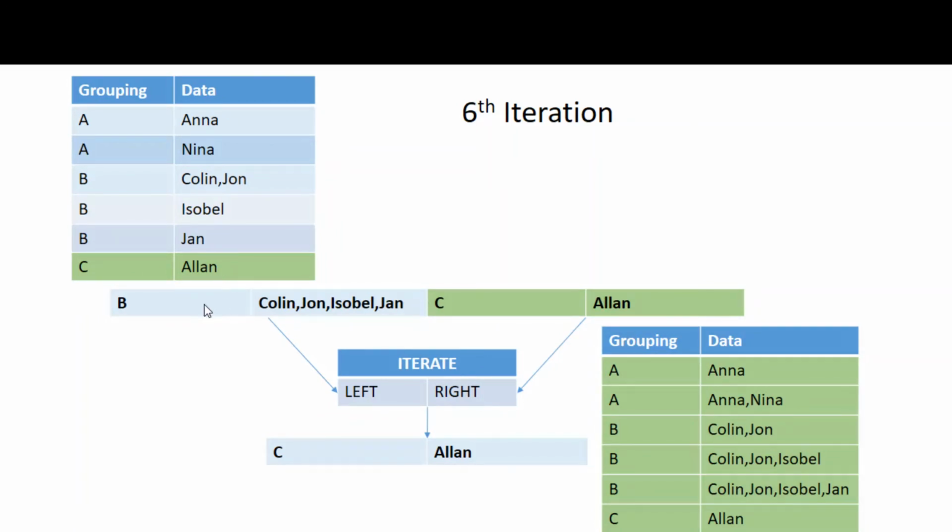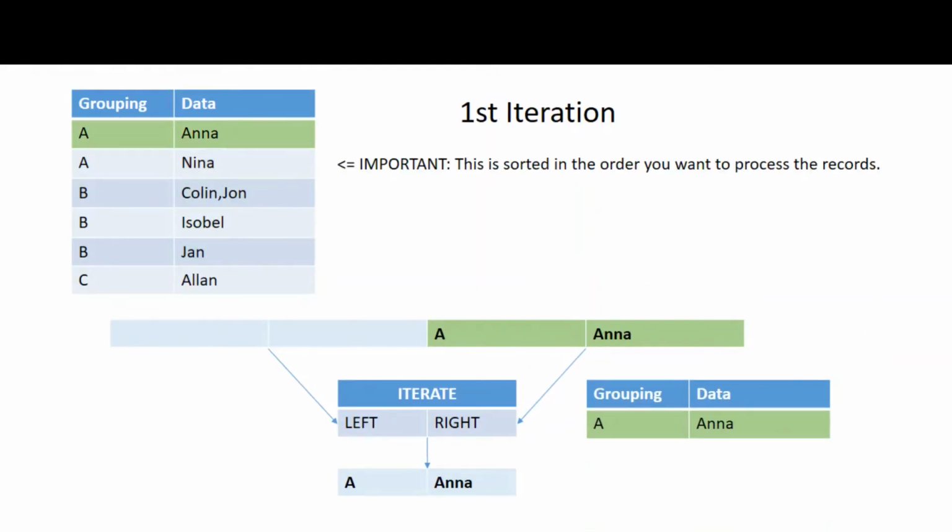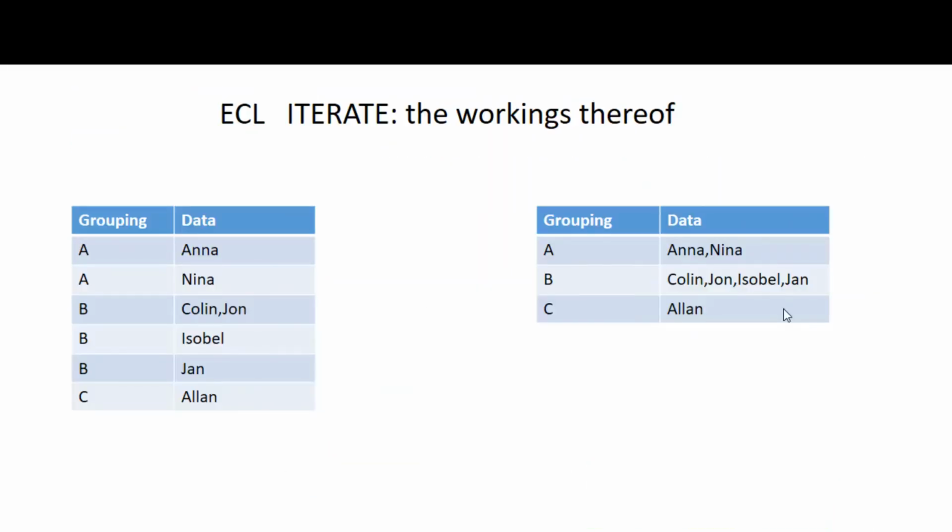Here the groupings are different, so Alan, we want Alan in a separate group. We finished with B, and so we just want Alan out on its own there, and the iterate will then terminate at that point. So this doesn't quite produce what I was showing in my first slide, but I'll come to that in a moment. So what does the ECL look like to perform this operation?